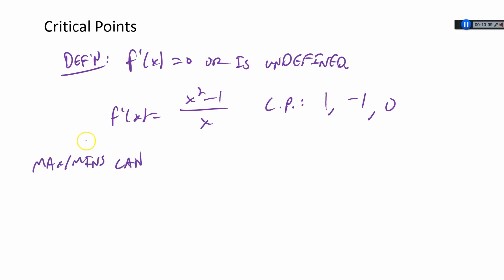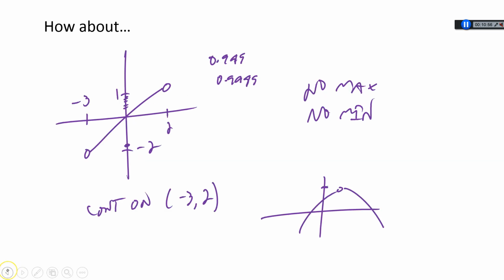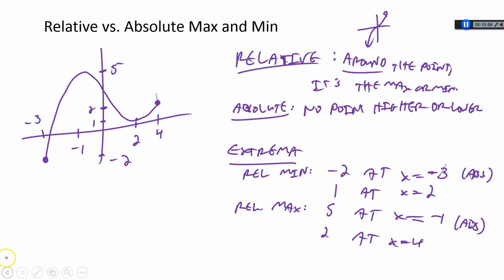The interesting thing about critical points is that maxes and mins can only happen in two places. They can only happen at critical points or endpoints. Let's look at our last function to see if that's true. Look at where our maxes and our mins happen. The max happens here where the horizontal tangent is 0. Here it's also 0. Those are critical points because the derivative is equal to 0. The endpoints are the other place that maxes and mins happen.